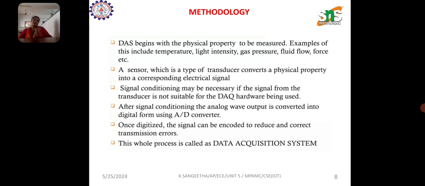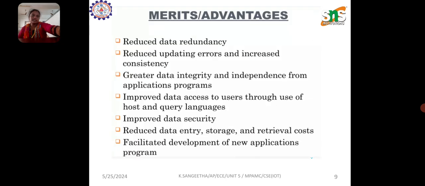And data acquisition software, then data management and storage, so data logging and storage solutions, data analysis and visualization, and the last stage is testing and validation. These are the methodologies used. And the main merits are reduced data redundancy, reduced updating errors, increased consistency, greater data integrity and independence from the application programs, improved data access to users through use of host and query languages, improved data security, and reduced data entry, storage and retrieval costs.